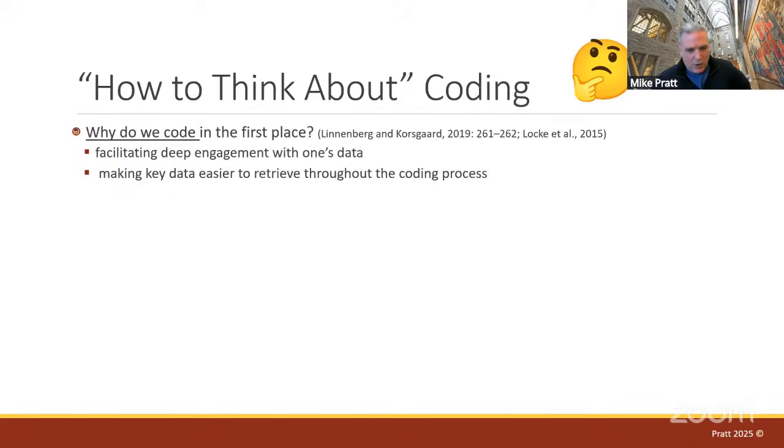The second thing your coding should do is actually make data retrieval easier. One reason we code, especially if you use computer programs like NVivo or other kinds of things, is that codes allow you to say, find every instance where people love their organization. And so it allows you to bring things from different interviews together, and it can be really helpful.